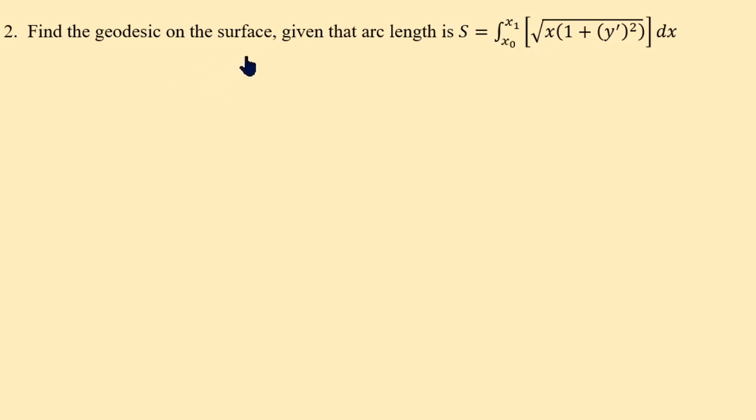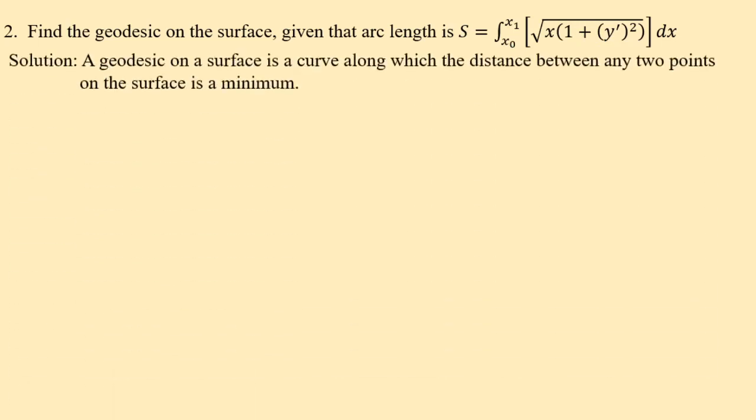Find the geodesic on the surface, given that the arc length S is given here. Find the geodesic on that surface. Geodesic is nothing but the arc length of that arc must be minimum, that we know. So S is minimum, then you get the geodesic. The shortest distance between any 2 points is along that curve. And hence if the arc length is given, just minimize it. That means just substitute f in the Euler equation, simplify and solve that equation, so you'll get the geodesic.